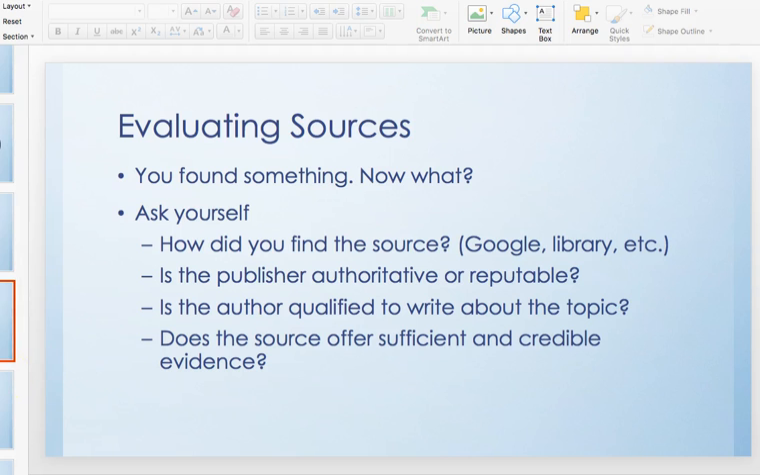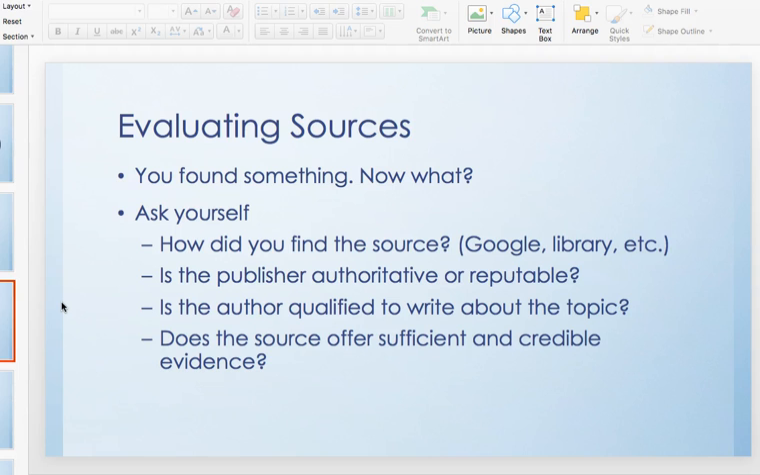Okay, so let's talk about evaluating sources. Let's say you found a blog or a journal article or a book, and you think it's a great place to start. But what do you do next? There are a few key things to ask yourself. One is, how did you find the source? Did you find it via a Google search, your library, Google Scholar, etc.?